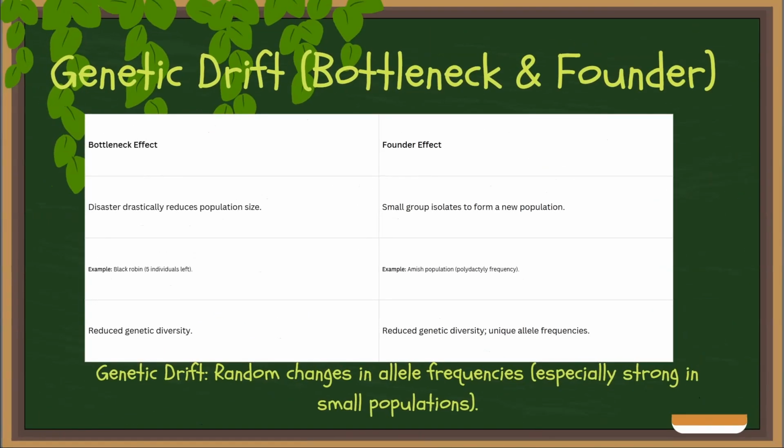Genetic drift has two types, bottleneck and founder effect. The bottleneck effect is when a disaster drastically reduces population size, like the black robin. It reduces genetic diversity. The founder effect is when a small group isolates to form a new population, like the Amish population. It has reduced genetic diversity and unique allele frequencies. Genetic drift is random changes in allele frequencies, especially strong in small populations.